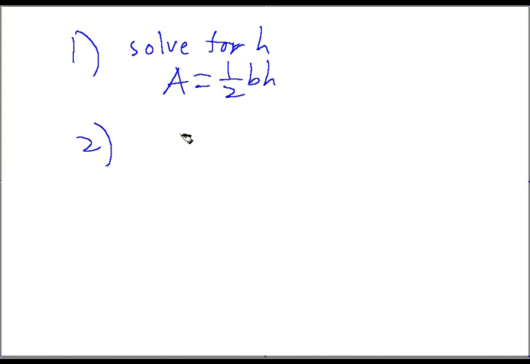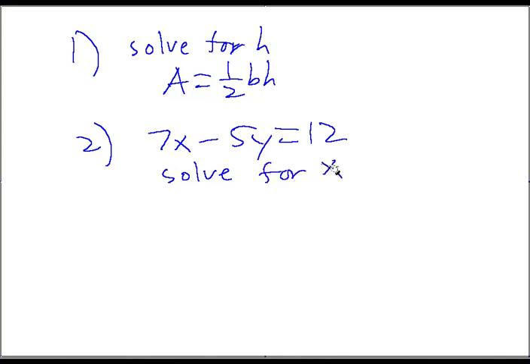Let's try another one. All right, let's look at this one here. 7x minus 5y is equal to 12. Well, we've done this a little bit before, right? But here I want you to solve not for y, but for x. Get x by itself in this equation, so get x in terms of y. Not too bad.